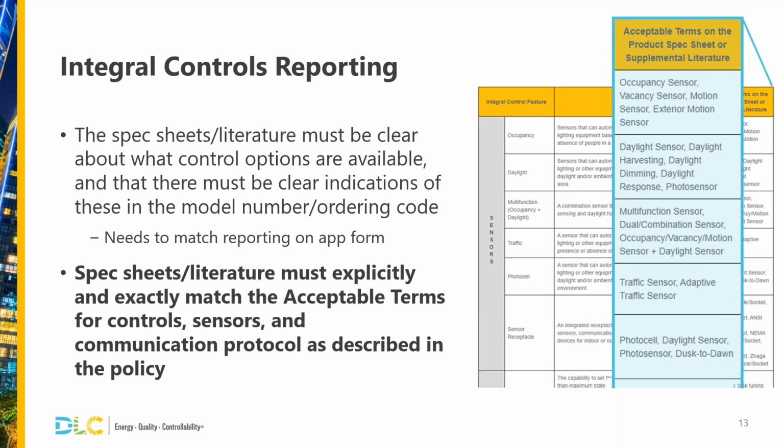So, for example, if you want to list an occupancy feature, you must use the acceptable terms occupancy sensor, vacancy sensor, motion sensor, or exterior motion sensor on your spec sheet. If those terms are not listed, a reviewer will have to reach out to you for clarification on your reporting options, which could cause delay in your application processing.